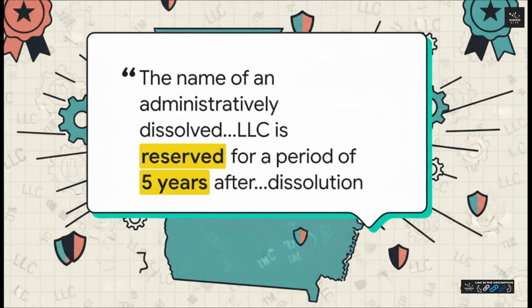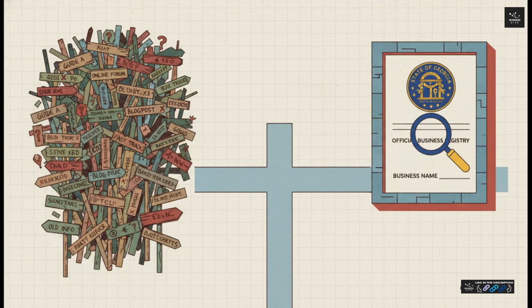A major performance concern for a lot of people is losing their business name. So let's go straight to the source, the user manual, if you will. The Georgia Secretary of State is crystal clear on this. Your LLC's name is reserved for you for that same 5-year period.